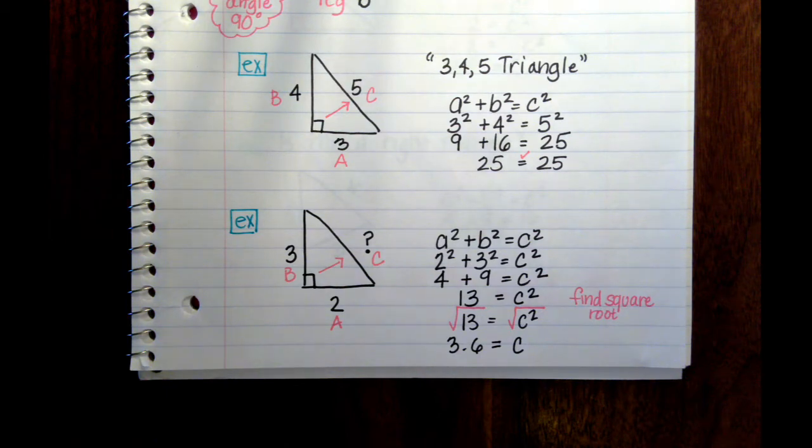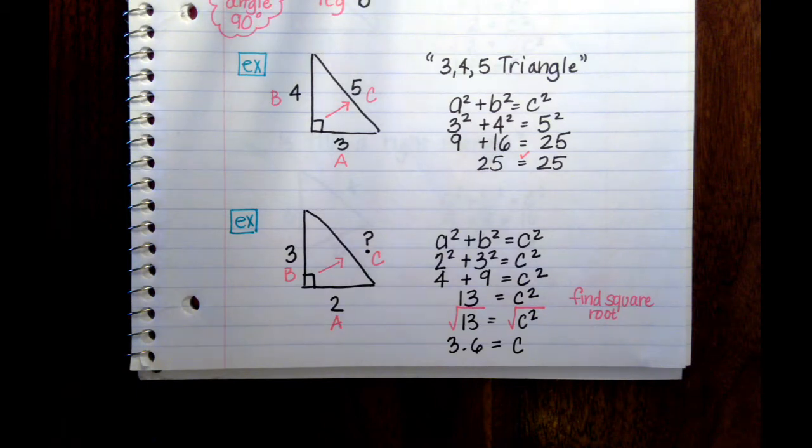So again, labeling carefully, that pink arrow is pointing toward the hypotenuse from the right angle. A squared plus b squared equals c squared is always my formula, and I'm always going to write it down before I plug in any numbers. 2 goes in for A, 3 went in for B, C is what I'm looking for.